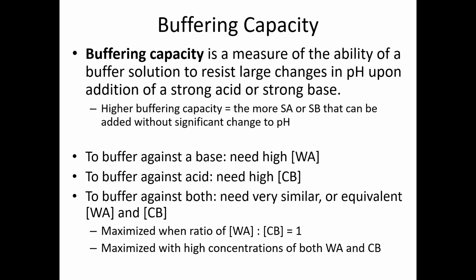Or you add 0.1 milliliter of HCl and boom, your buffer wasn't able to resist the change. And so it has a low buffering capacity and the pH goes down to 1. Right? So for a good buffering capacity, to buffer against a base, you need high weak acid concentrations. To buffer against an acid, you need high conjugate base concentrations. But really, it comes back to, you want high concentrations of both.